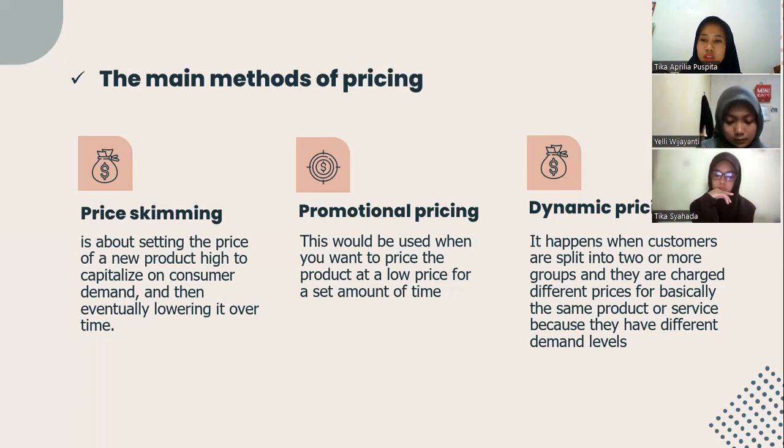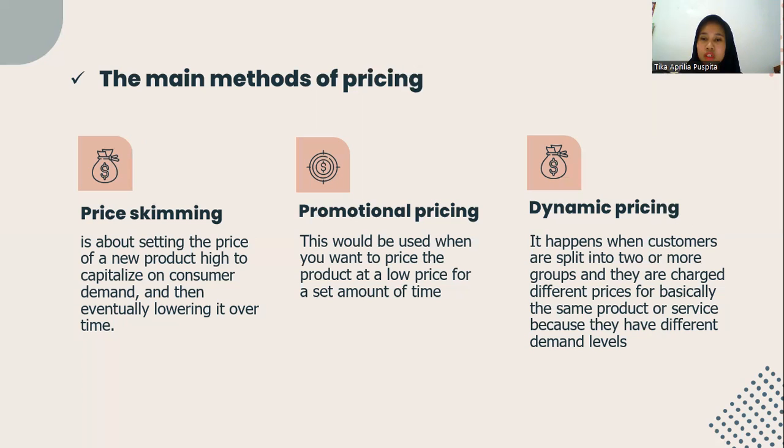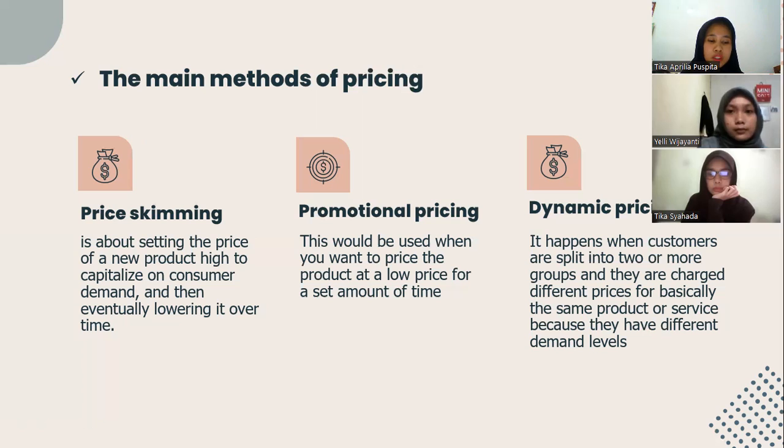The next one is dynamic pricing. It happens when customers are split into two or more groups and they are charged different prices for basically the same product or service because they have different demand levels. It's where a business will change the price of the product depending on who they're selling to, where and when.